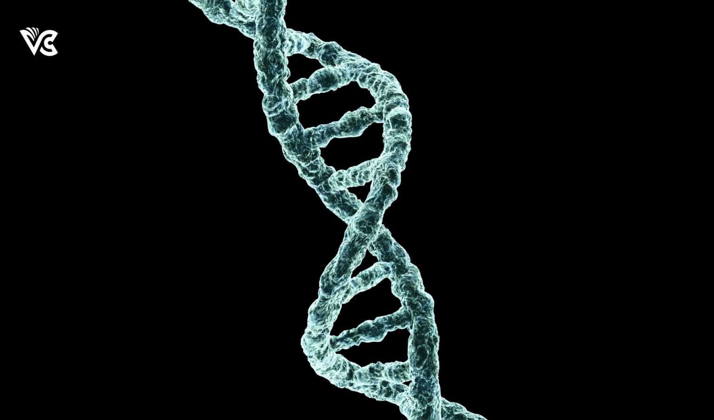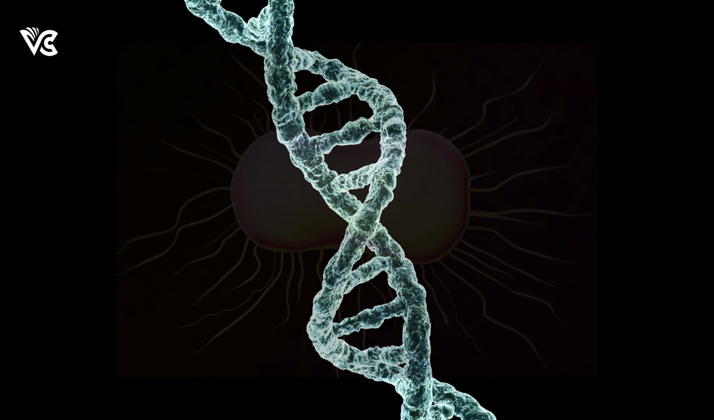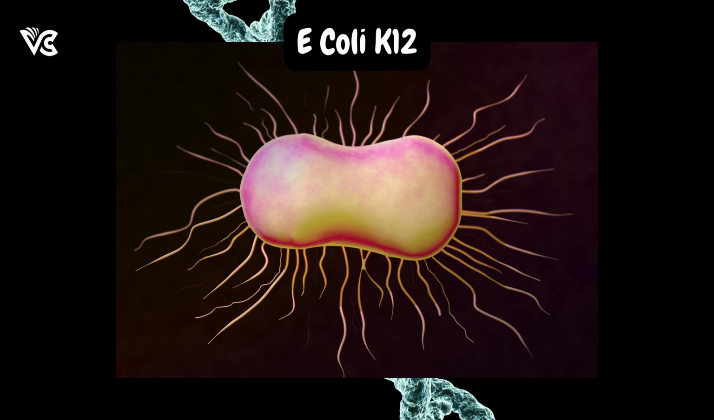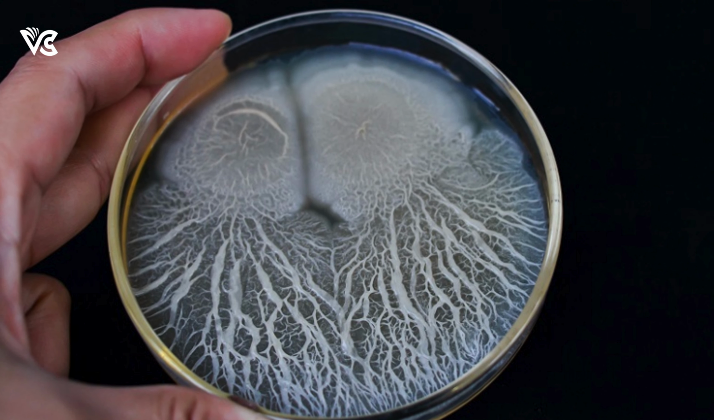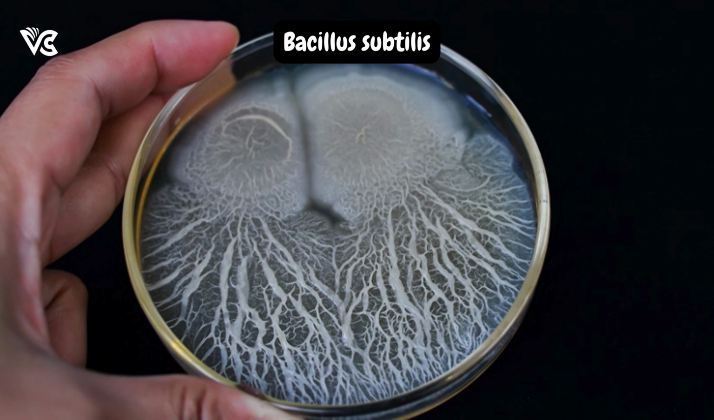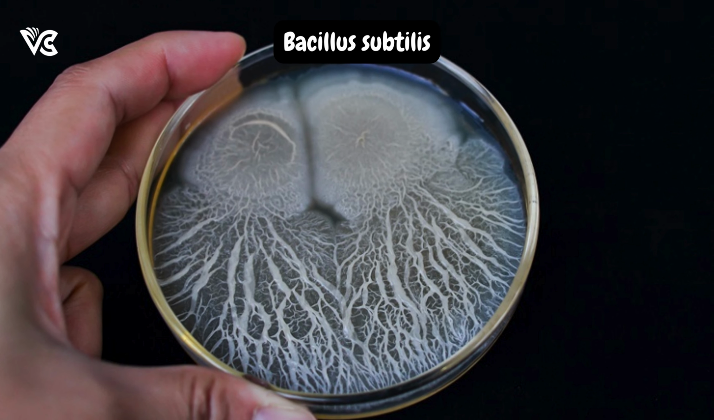The most commonly used prokaryotic host is the E. coli K12 strain, favored for its rapid reproduction rate. Other hosts include Bacillus subtilis, used when the goal is to secrete the protein encoded by the cloned gene.